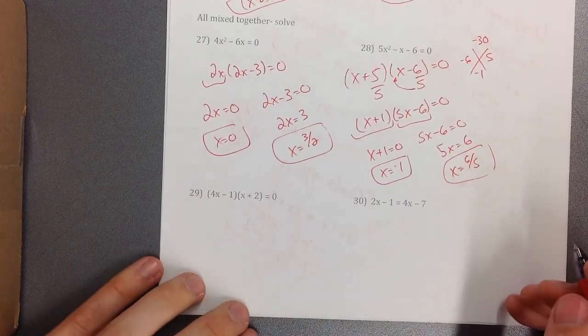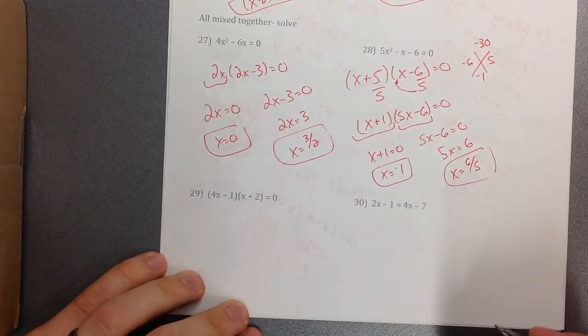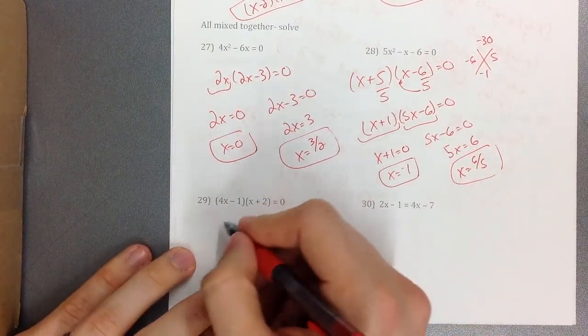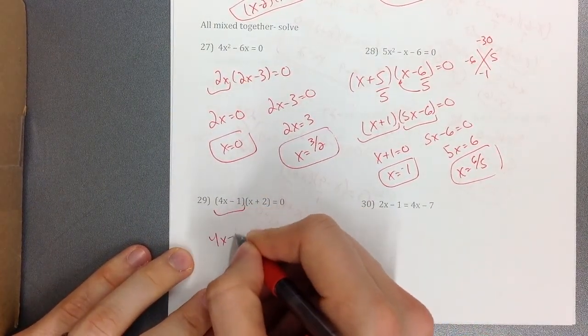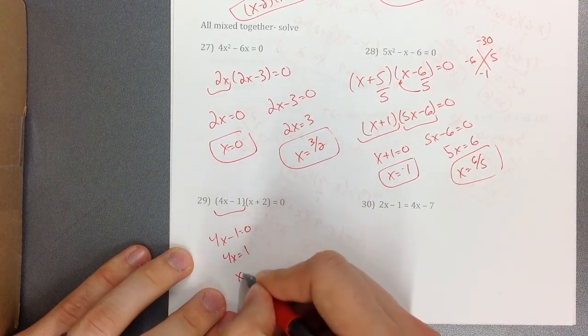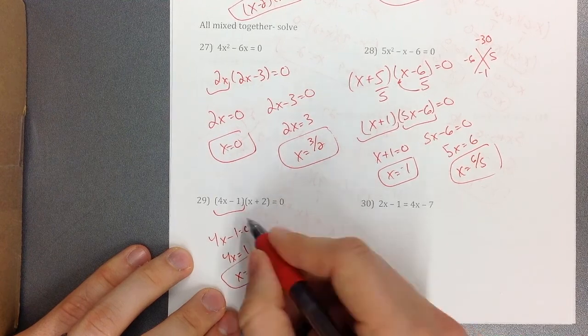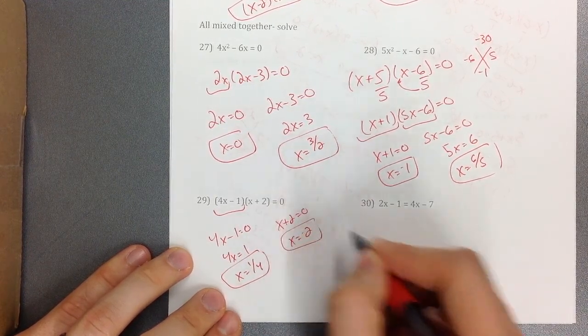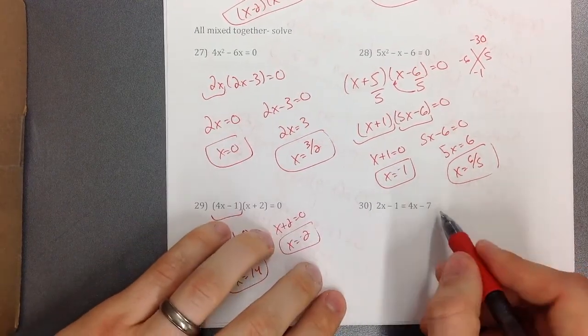Number 29, already set up, ready to go. Don't let that confuse you or make you do anything crazy like FOIL and then refactor. That'd just be a waste of solid time. So I've got 4x minus 1 could be 0. 4x is positive 1. X is 1 over 4. The other one, x plus 2 could be 0. X is negative 2. This one is just a regular solve for x.